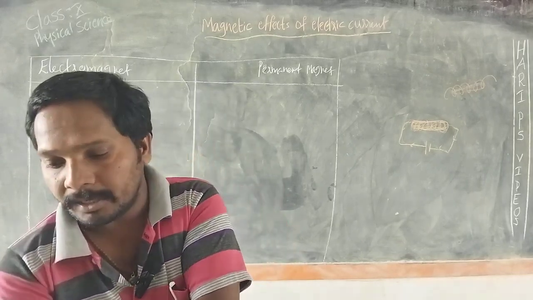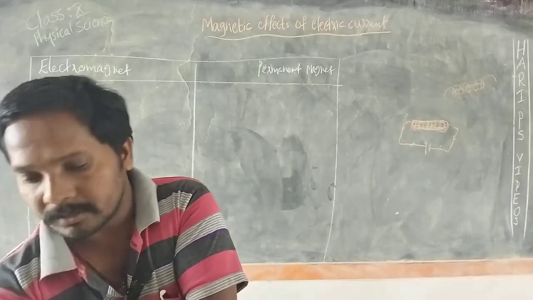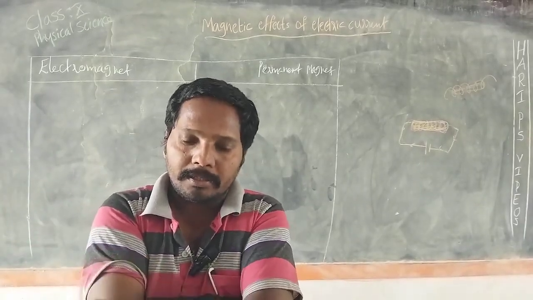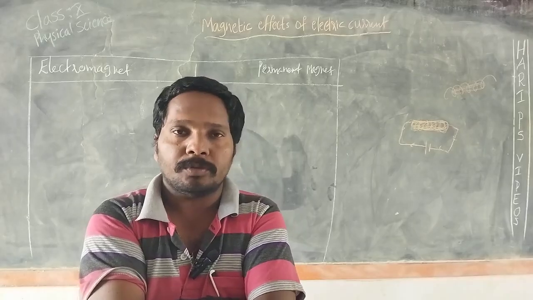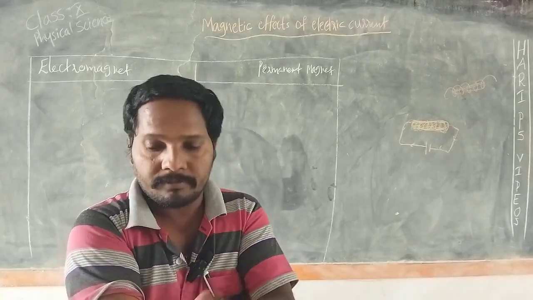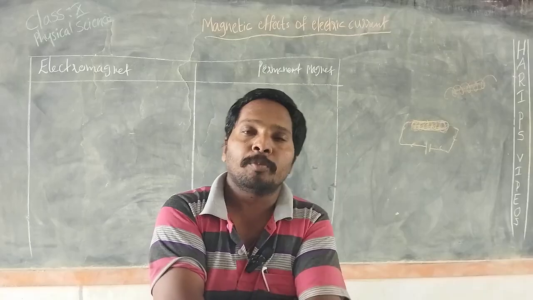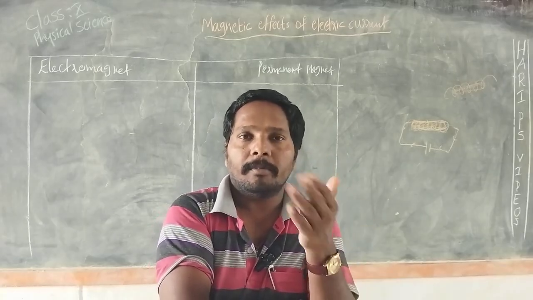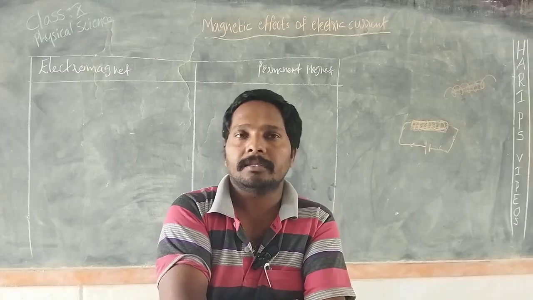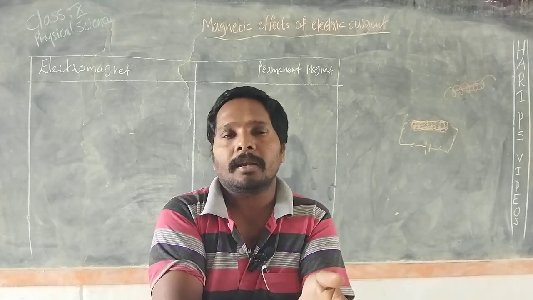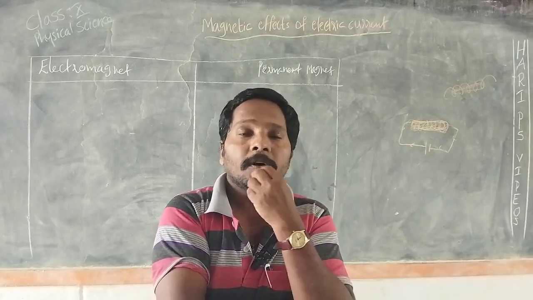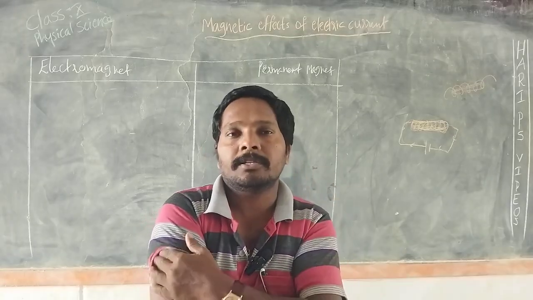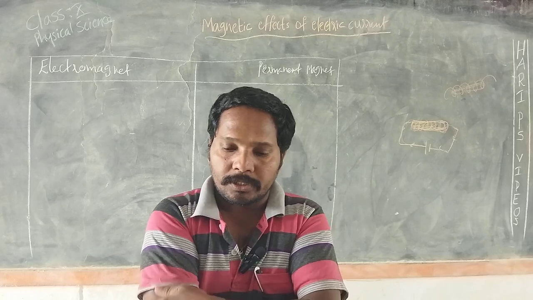Electromagnets can be made in different shapes and sizes depending upon the purpose for which they are to be used. For making electromagnets, we use soft iron, so when we stop the current, it immediately loses its magnetism. That's why soft iron is used.